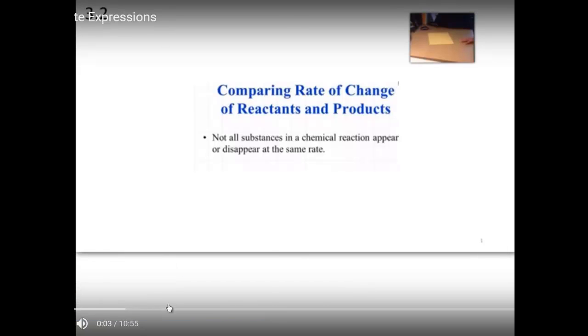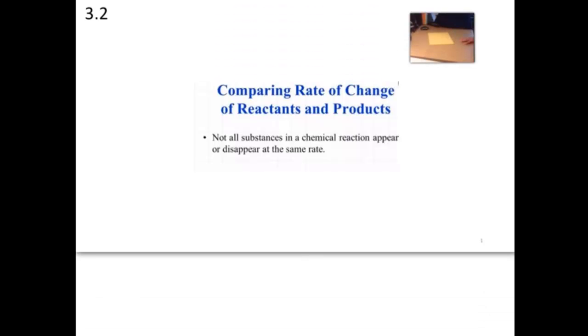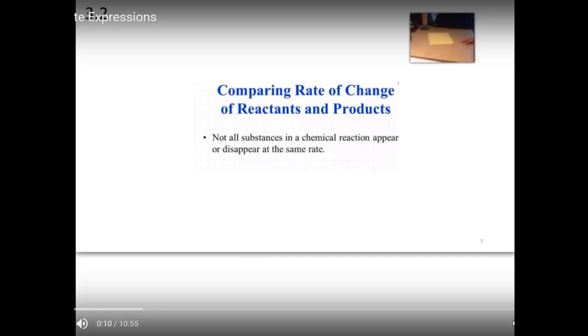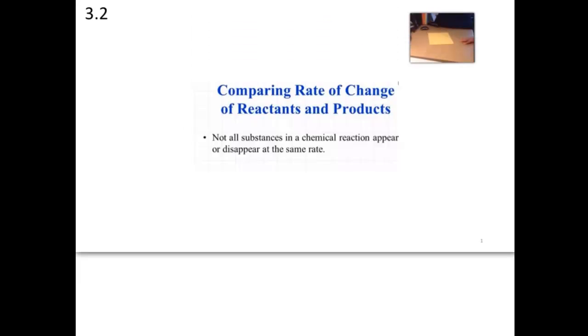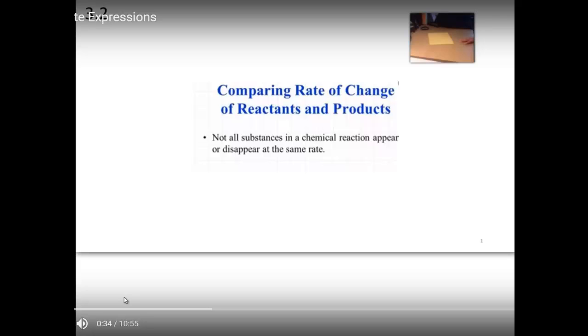Okay, in 3.2 we're going to take a look at comparing the rate of change of reactants and products. Most of the equations we looked at in 3.1 were very simple equations with ones as their coefficient. So in this podcast we're going to take a look at what happens when the coefficients aren't 1 and the role that they play. And we're going to learn how to write a rate expression where we can compare the appearance or disappearance of a reactant or product to the appearance or disappearance of another reactant or product.